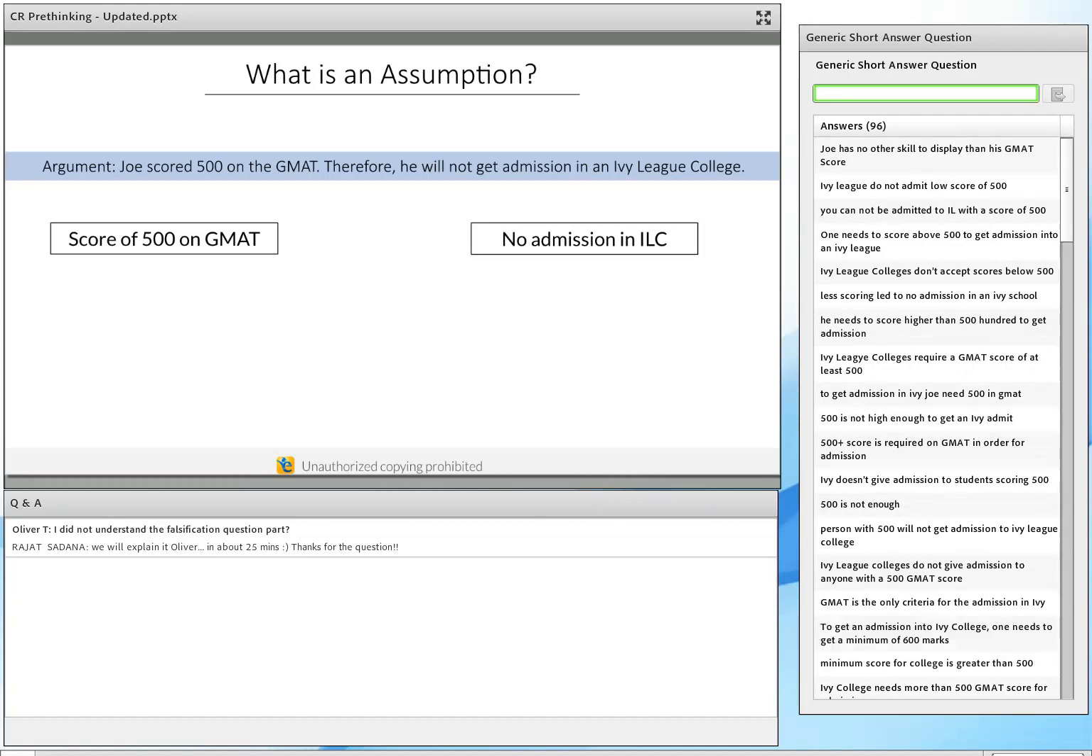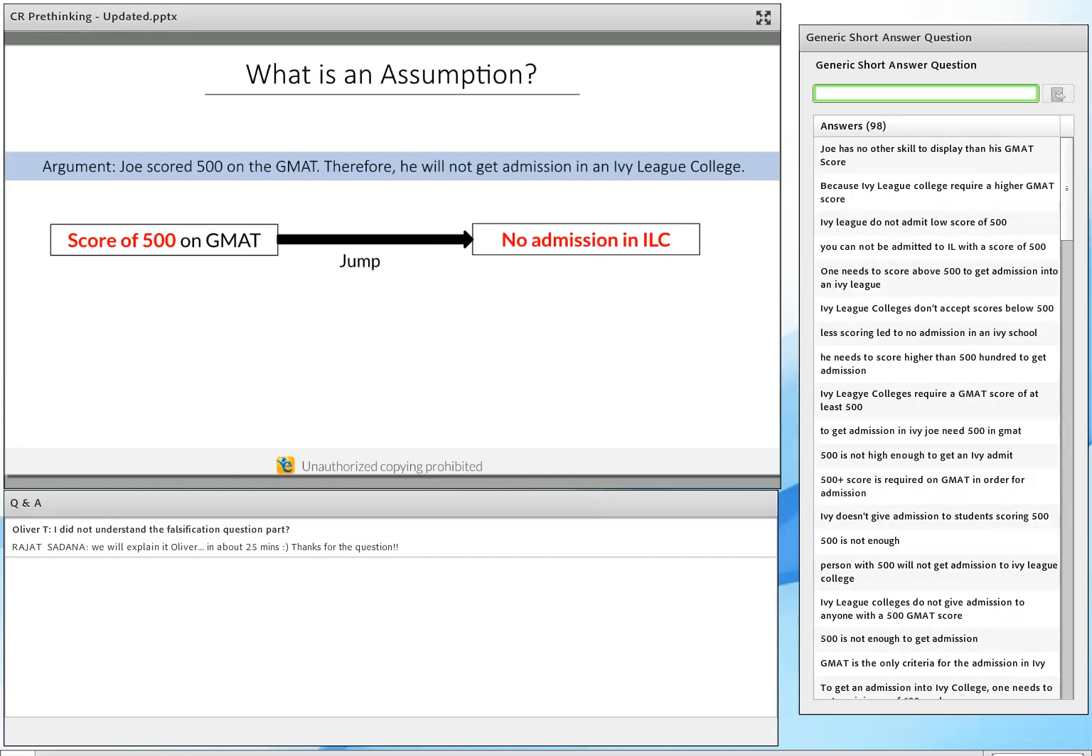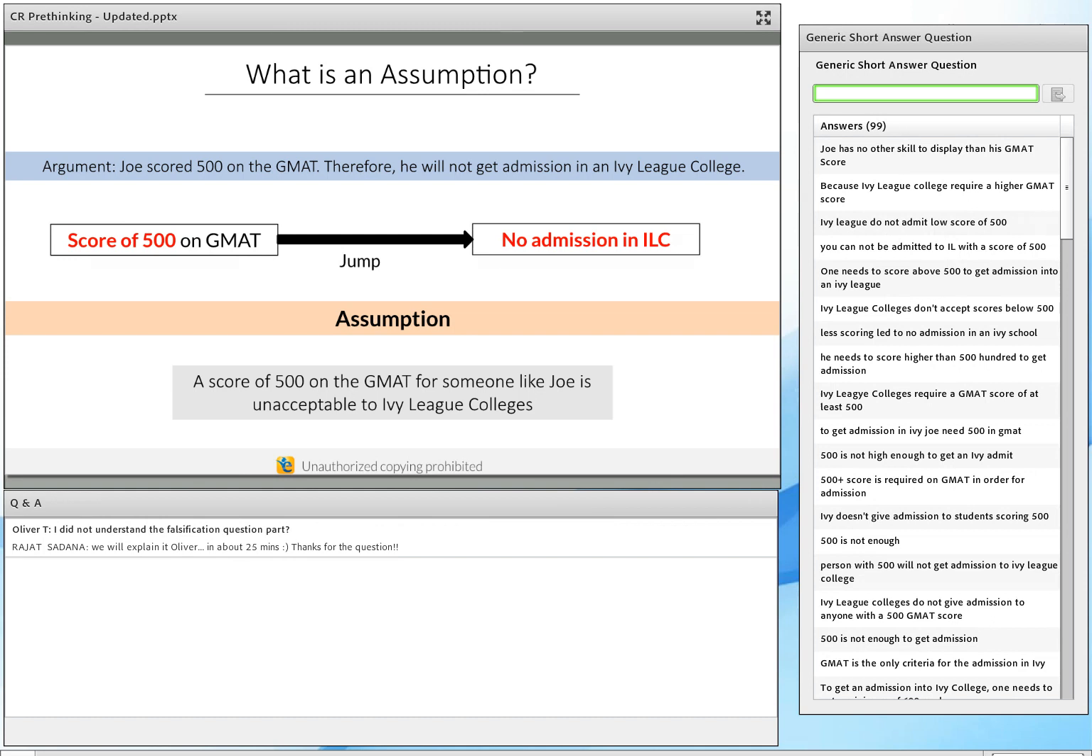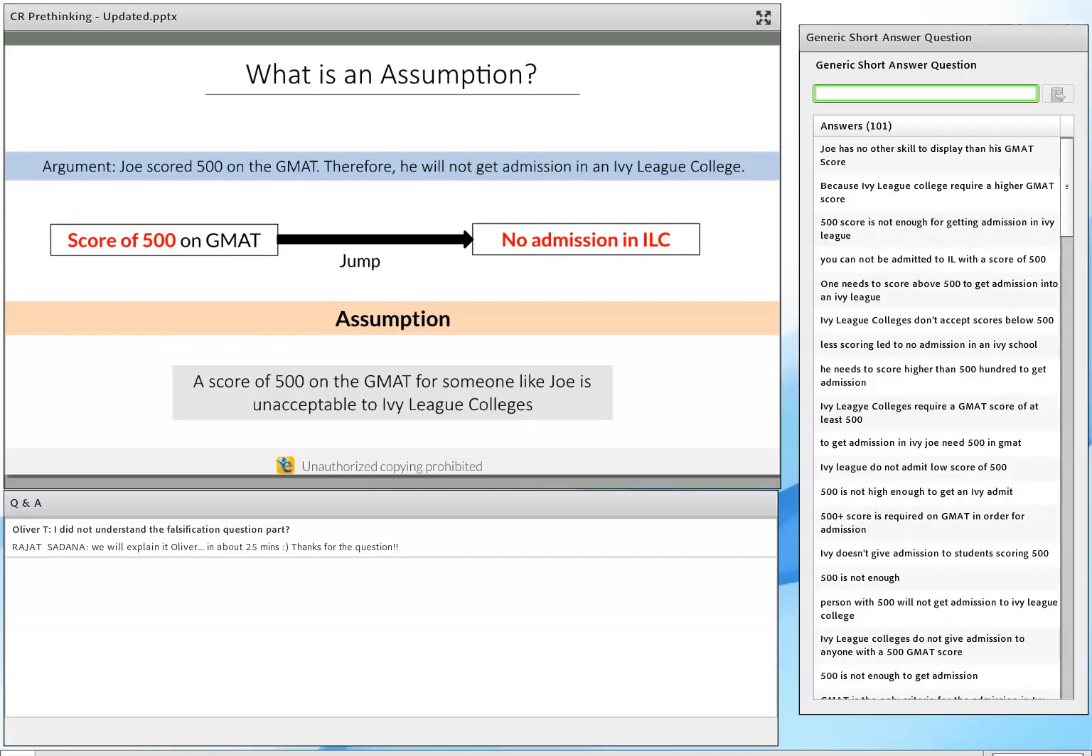But on the left-hand side is one data point, on the right-hand side is one claim, and there's this inherent jump between that data point and the claim. And while making that jump, that's kind of where the assumption lies. And what is the assumption? That a score of 500 on the GMAT for someone like Joe is unacceptable to Ivy League colleges. Now, a few things over here. Most of you, I would say 90+% of you got it right.